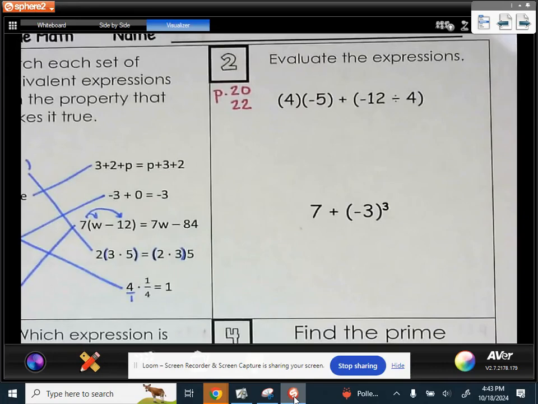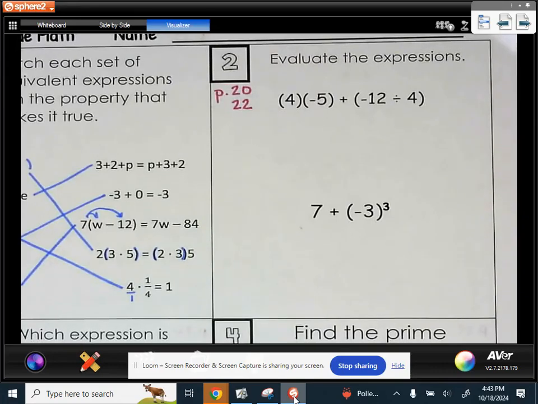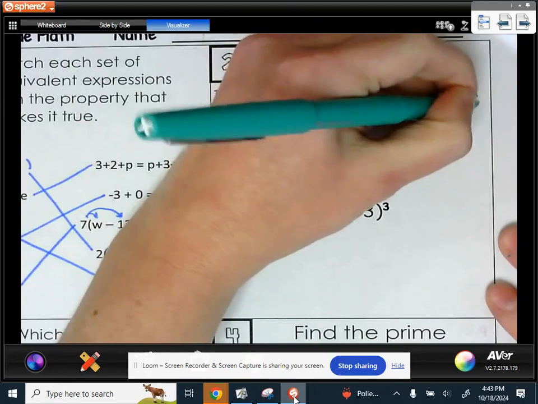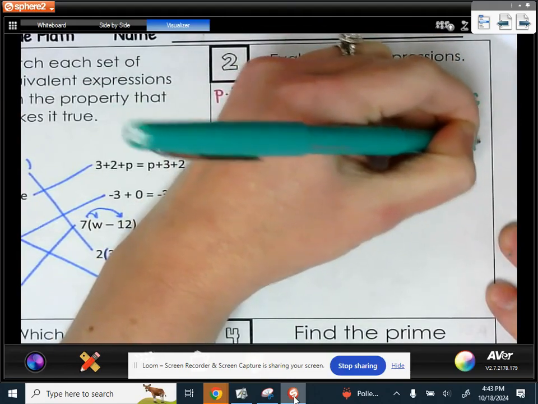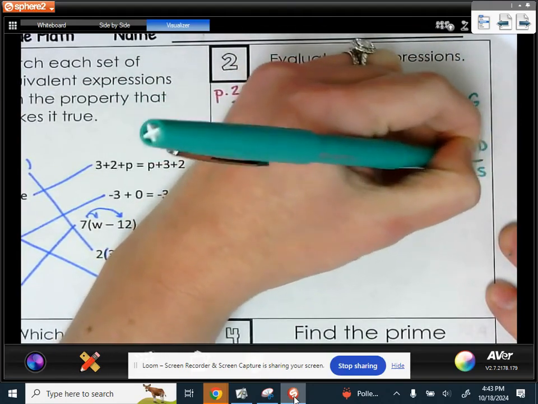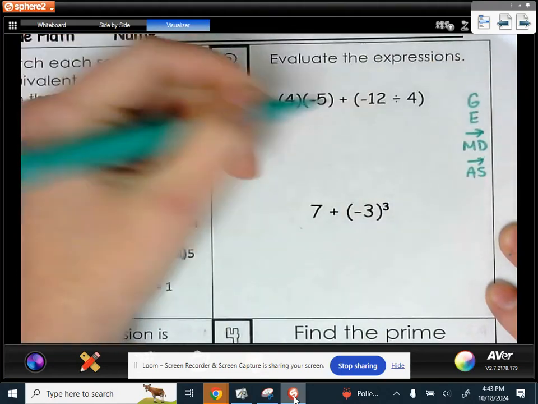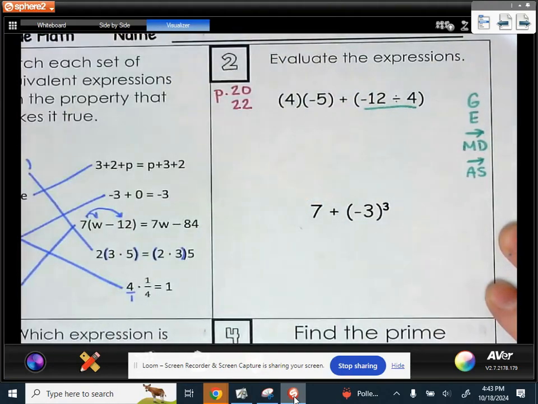Okay, so we do need to be able to evaluate expressions. There are some exponents here, and that's found on page 20. Both of them need to follow the order of operations, which you can find on page 22. Here we do have some grouping symbols. Make sure that if there are negatives in your problem that you are using your integer rules.